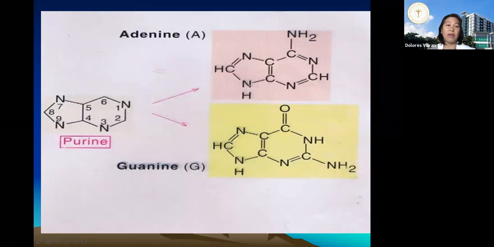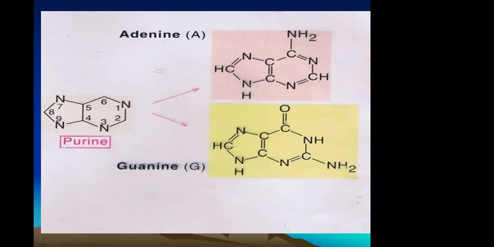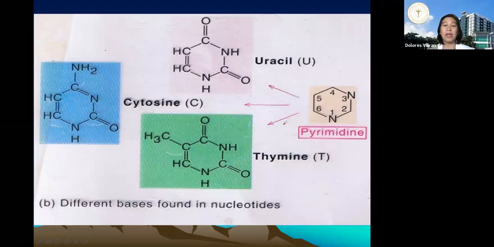Adenine, what is the chemical name of adenine? This is the 6th carbon. 6-aminopurine. How about guanine? What is the chemical name of guanine? This is the 2nd and the 6th carbon. 2-amino-6-oxypurine. Okay? So, how about the pyrimidines?